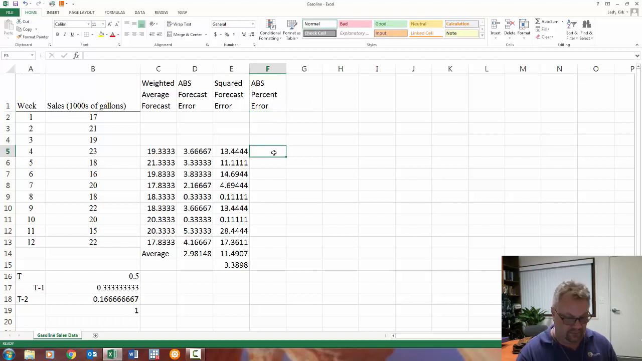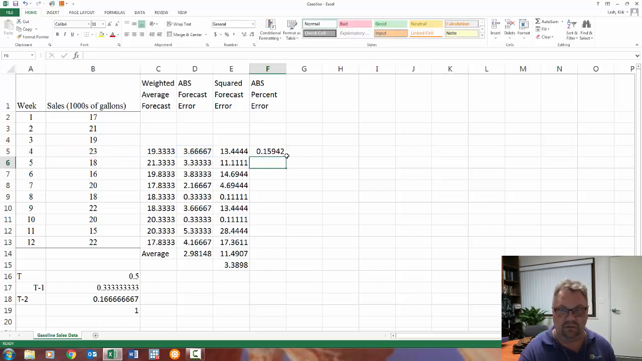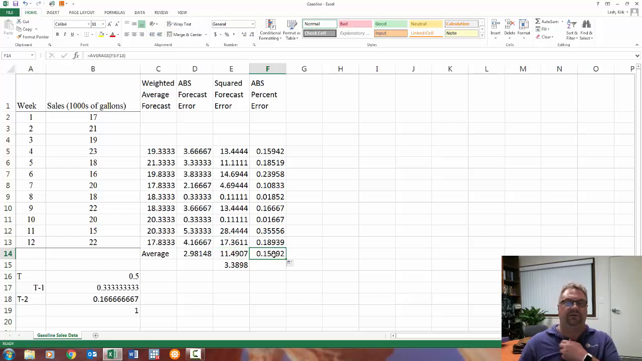So my percent error is the ABS of the forecast error divided by actual sales. Okay, and then let's just calculate the average of that. So presto, here are my averages. You can calculate your bounds, and so on and so forth.